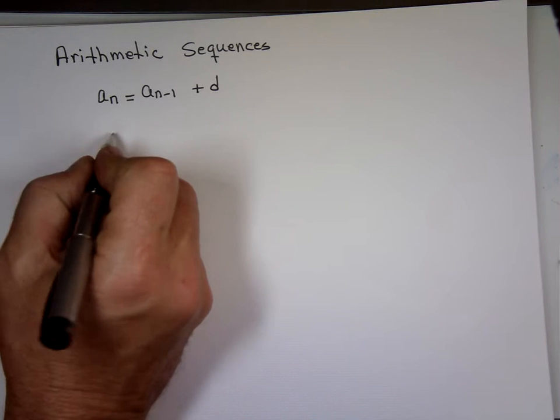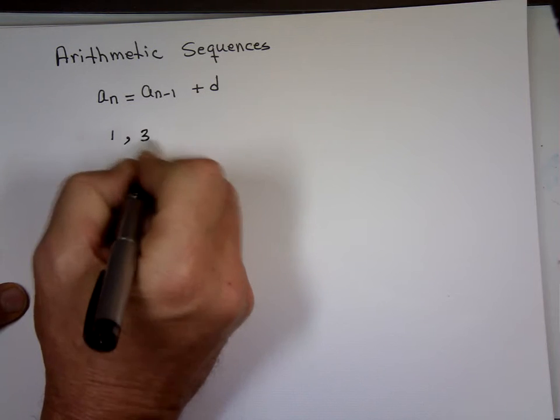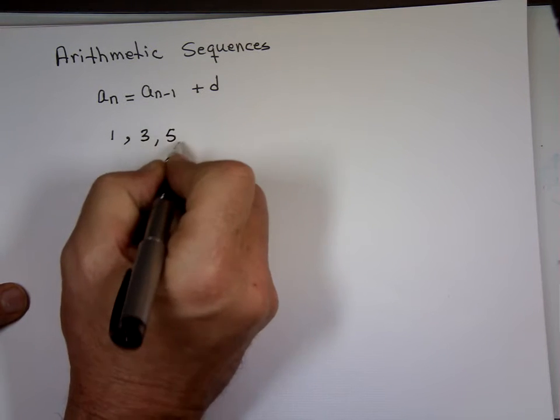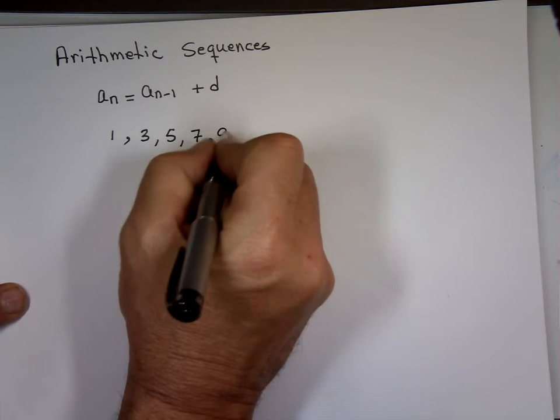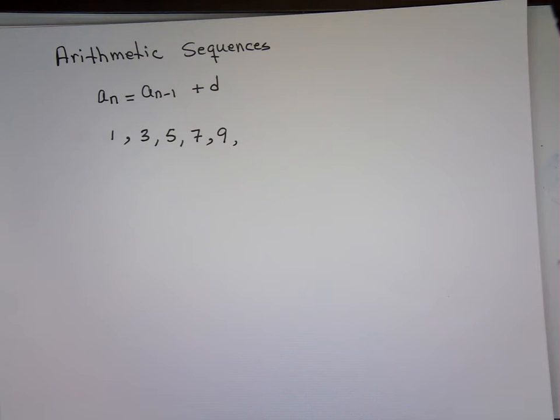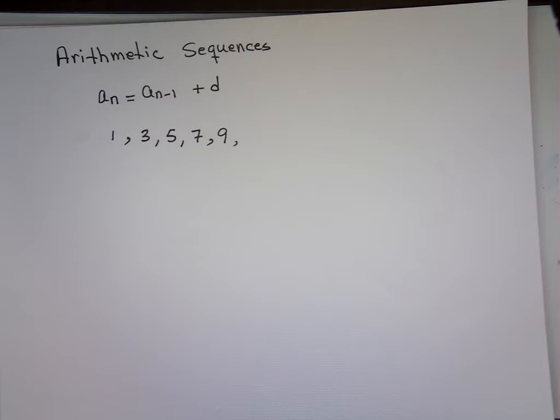Exactly. So I could have something like this: 1, 3, 5, 7, 9. You get the idea. Each number is what? The previous number plus what? 2. You're adding a 2.